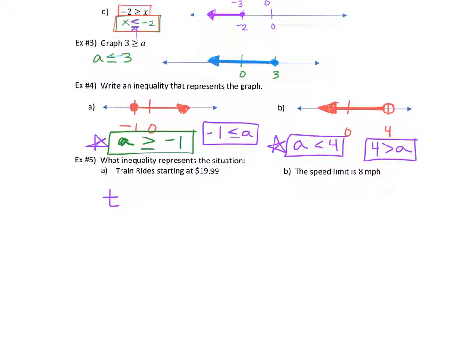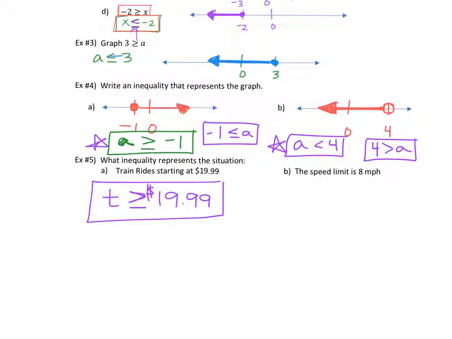Less than, greater than, less than or equal to, greater than or equal to. Is it going to have the equal to bar on it? Yes. It says they start at $19.99, right? So $19.99 can be the price. So if it can equal that, we're going to have the bar. Are the train rides going to be greater than or equal to $19.99 or less than or equal to? Greater than. If they start at $19.99, they're just going to get more expensive, right? They always give you the cheapest price on things. So T is going to be greater than or equal to $19.99.